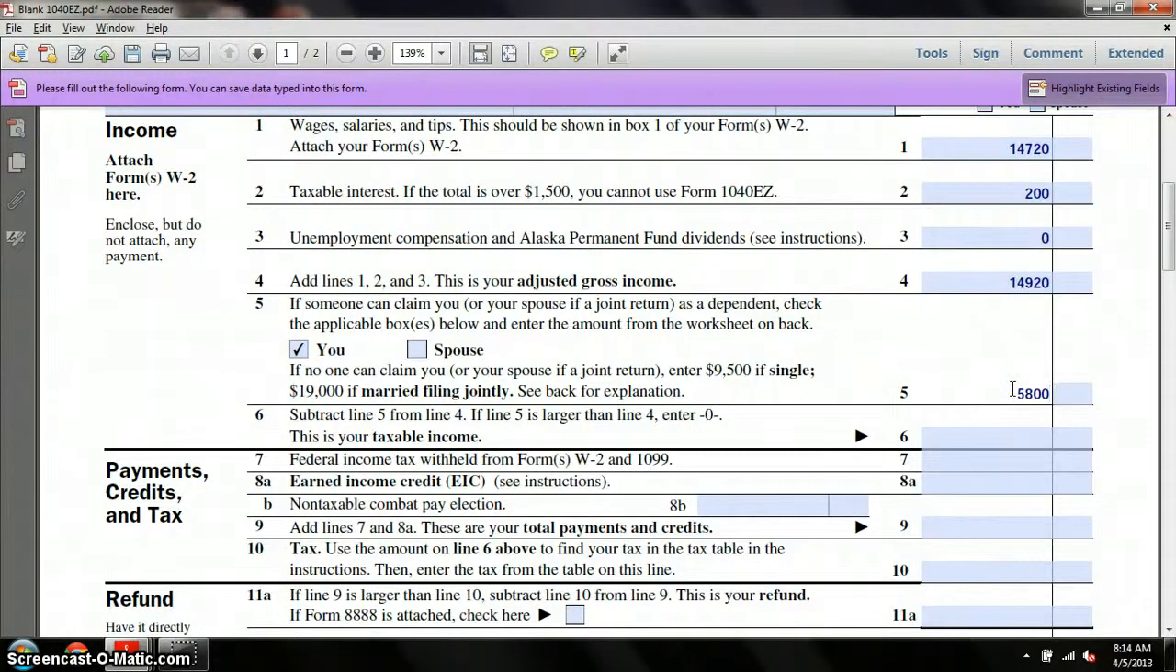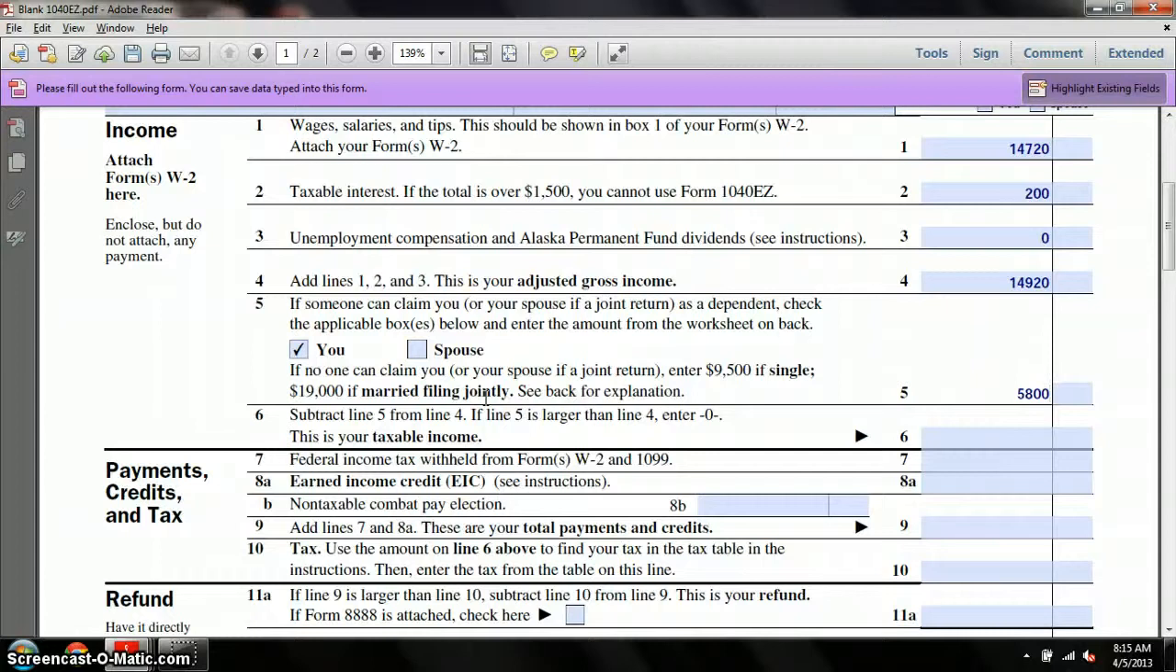Now, just notice that this is if somebody can claim you as a dependent. If no one can claim you, you're going to enter 9,500 if you're single, or 19,000 if you're married filing jointly. So you need to pay attention to whether somebody can claim you or not. That will be given to you in the problem, but also in real life, it's something you have to discuss with adults who may be claiming you or not. All right, line 6.